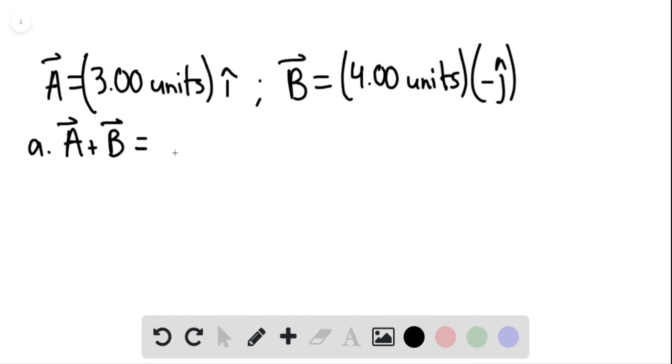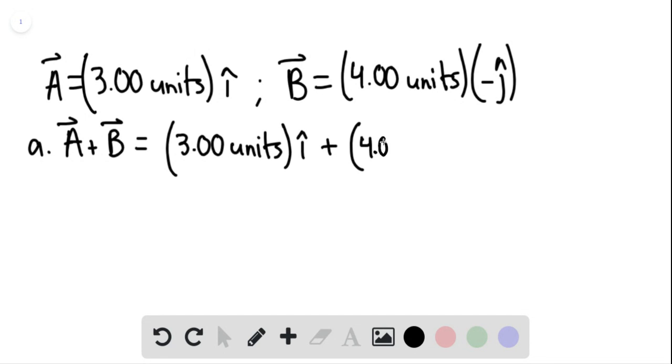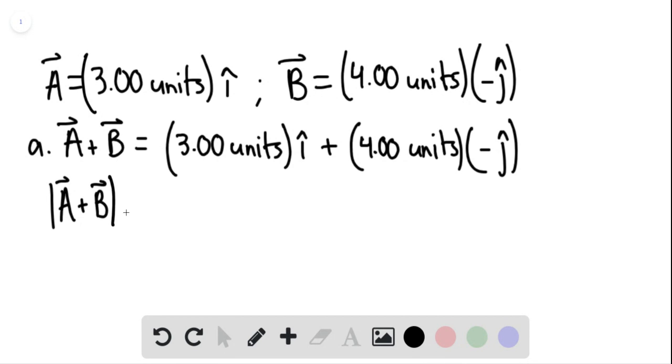going to be equaling, simply enough, 3.00 units i hat plus 4.00 units negative j hat. Now, if we wanted to find the magnitude, that would be a bit different.